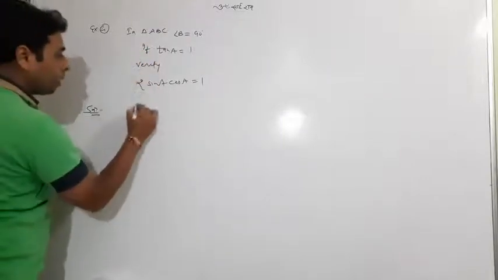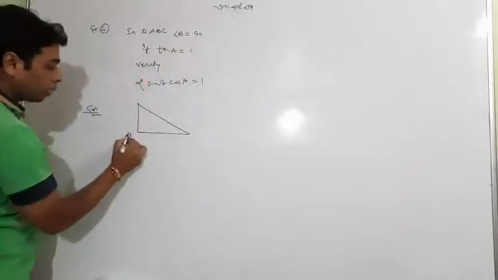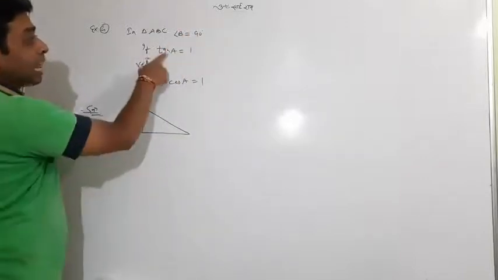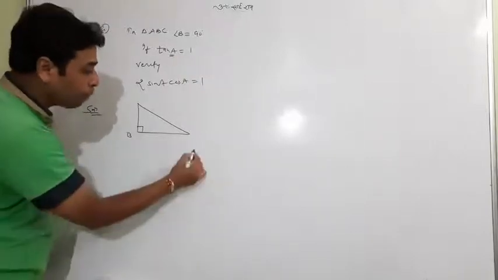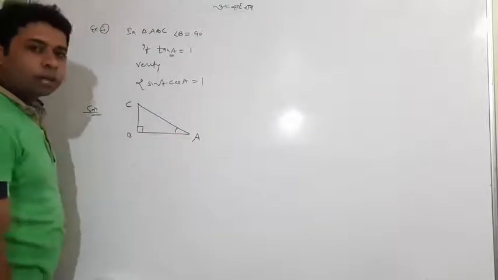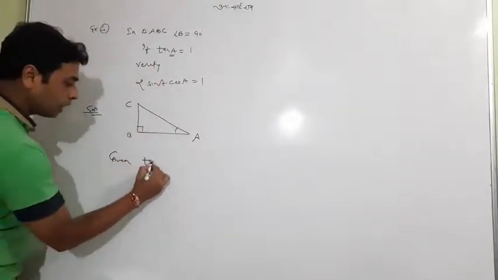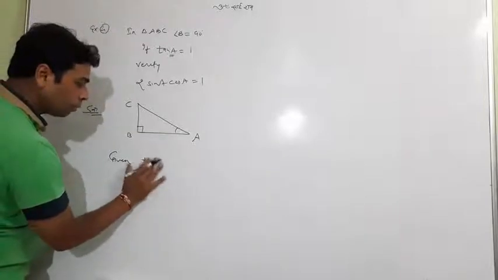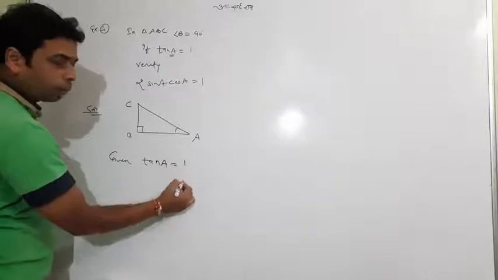Again, make a triangle quickly where angle B is equal to 90. Tan A, again A is given here, so A is an acute angle. So we prefer to write A here. A, B and C is here, so this is your acute angle. Given, what is given? Tan A is equal to 1, meaning 1 by 1.